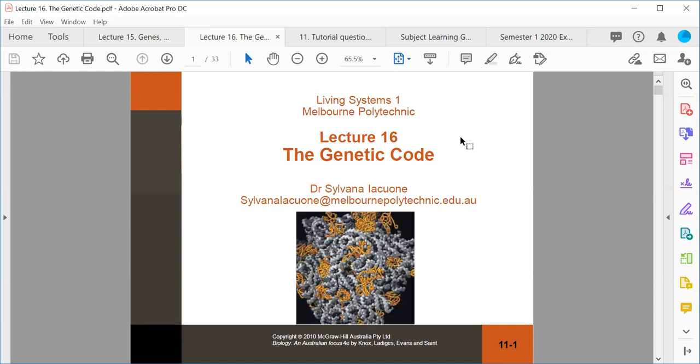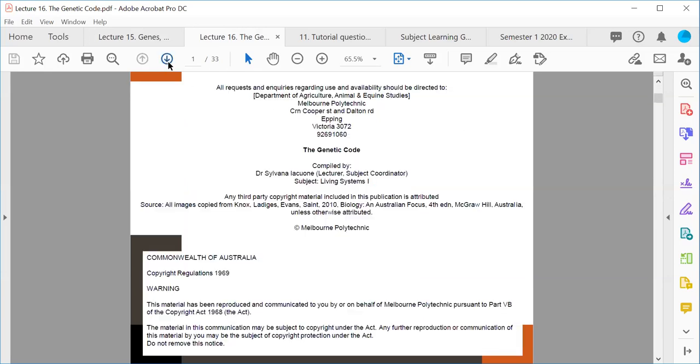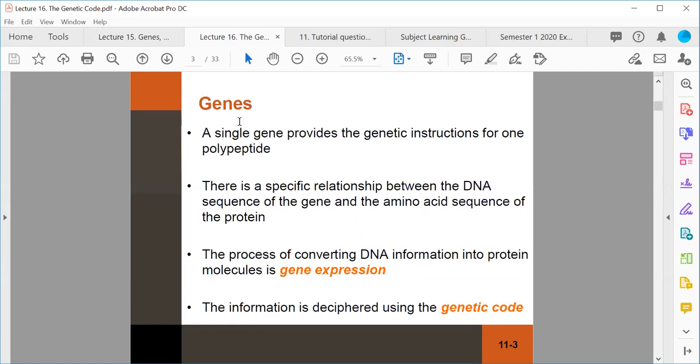And that brings us to a discussion now about genes. So this is lecture 16, the genetic code. Let's start, everyone's familiar with the term genes. We know that genes basically hold the information, the code, if you like, that determines everything about an organism. But what's the nature of that code and how is it used? So we're going to start firstly by defining this word gene.